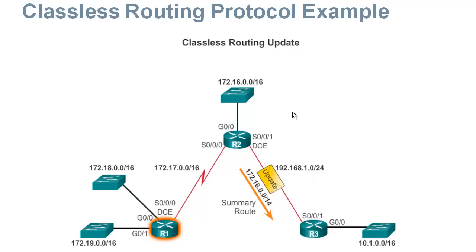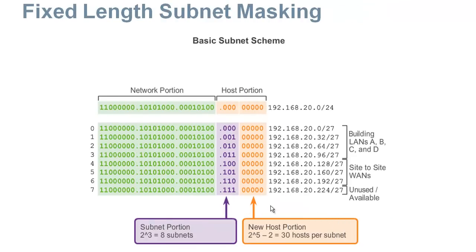All right, so now we do classless internet routing protocol. With classless, we send a subnet mask because the subnet mask is not going to be standard. With classful routing, it just looked at the IP address. So if it was 172, it knew it was a class B and automatically assigned 255.255.0.0. But with classless routing, we can change the subnet mask. So just because it says 172.16 does not mean it's going to get a slash 16 subnet mask. It could have a slash 14.